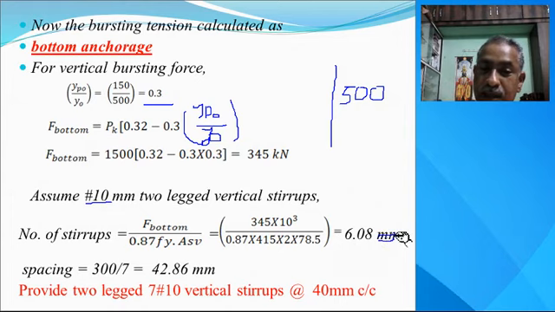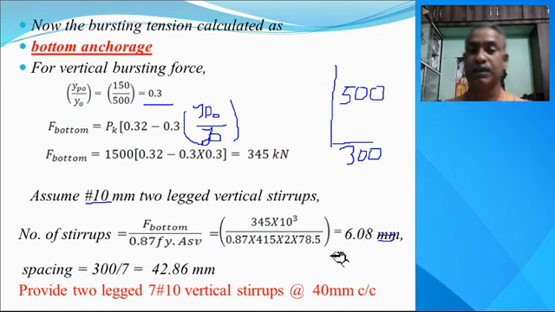So we can provide 7 stirrups. The total length is 1500 and the width of this distance is 300. These 7 stirrups are provided in 300 mm, so 300 mm divided by 7 gives 42.86. So we can provide 2-leg vertical stirrups, 7 numbers, 10 mm diameter at 40 mm center to center. This is the reinforcement to resist the shear or bursting force.